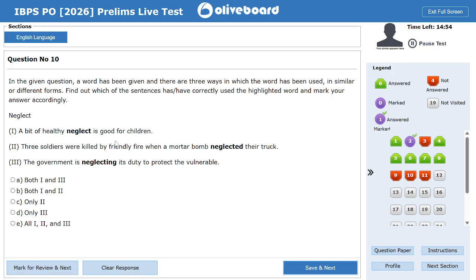A bit of healthy neglect is good for children. Find out which has been correctly used. So 3 soldiers were killed by friendly fire when a mortar bomb neglected the truck. Neglecting only.